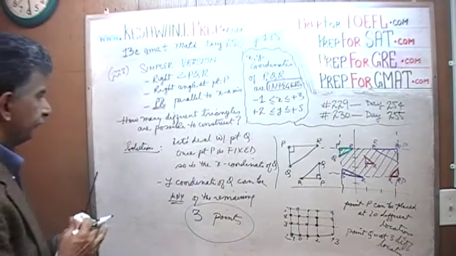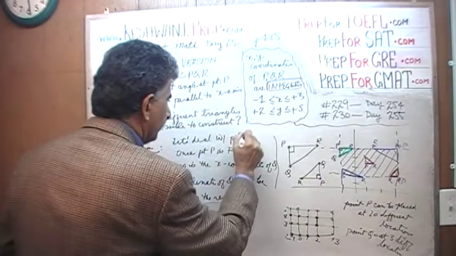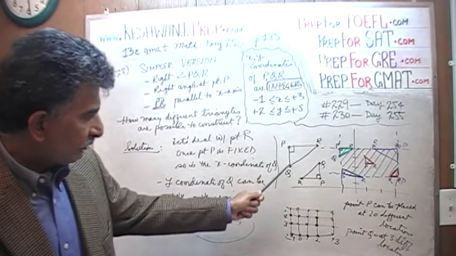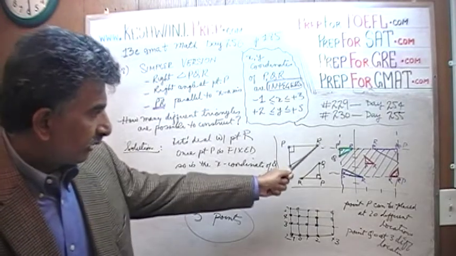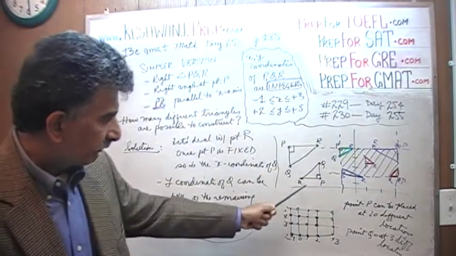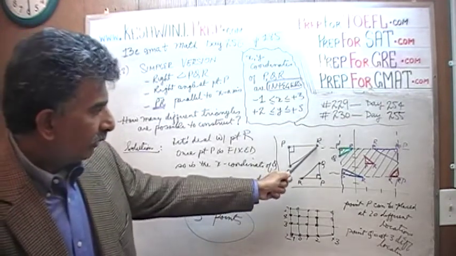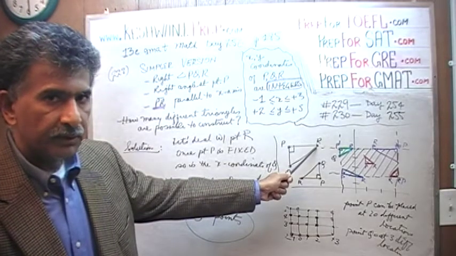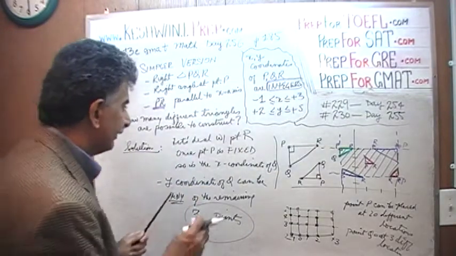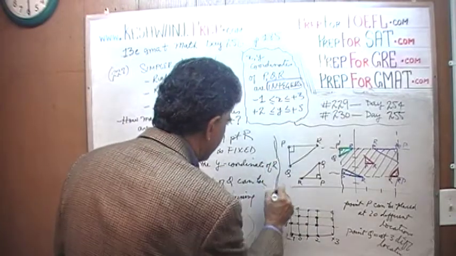Let's move on to point R. Now when we go to point R, the exact opposite thing will have happened. Once we chose point P, the x coordinate of point Q was fixed. When we talk about point R, because PR is a straight line parallel to the x-axis, once you choose point P, we have already determined the y coordinate of point R. Once point P is chosen, so is the y coordinate of R.